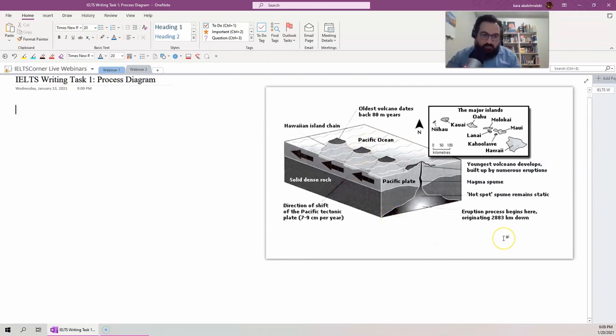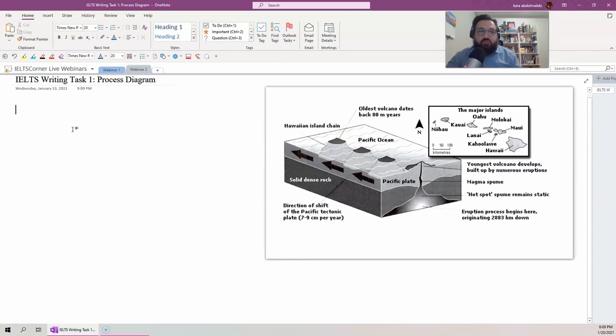Okay, so first of all, the most important tip that I'm going to give you is that in a diagram like this, in a process diagram like this, or a map, or anything that is more visual, you always have to pay attention to the things that are mentioned and try to incorporate them into the essay. That's very important. So everything has to be incorporated into the essay at some point.